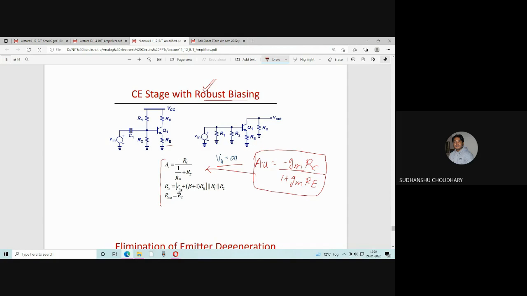Similarly, input impedance can be written. So you remember this beta plus 1 RE we had discussed today. So input impedance is r pi plus beta plus 1 RE. We had already discussed how we get this. Now we have extra R1 and R2 also, so we'll simply connect them in parallel. So the total input impedance would be equal to r pi plus beta plus 1 RE parallel to R1 parallel to R2. And output impedance when VA is infinity is simply RC. Otherwise, it would have been RC parallel to r0.